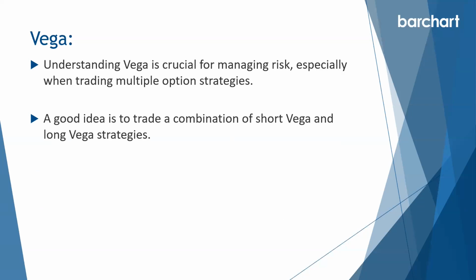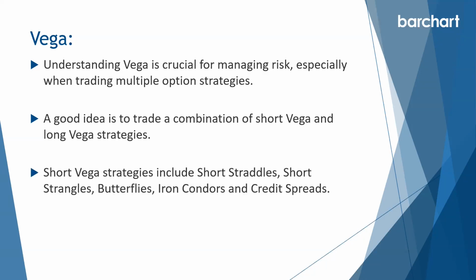You don't necessarily want to be all short Vega, because then if you get a big volatility spike, that's going to hurt all of those positions. We kind of use the terms short Vega, negative Vega interchangeably. It kind of means the same thing. Negative Vega, short volatility, it's all kind of the same thing, just a different way of saying it.